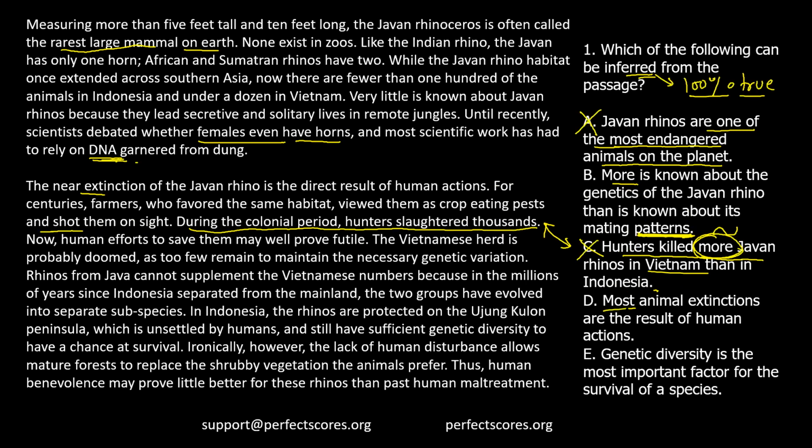Okay, D. Most animal extinctions are the result of human actions. It's a pretty strong claim. No, we do not know. We only know about the JR. That's the direct result of human actions, but not about other animals. So D is gone. And E is also pretty strong, most important factor.